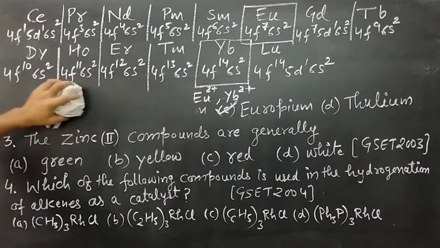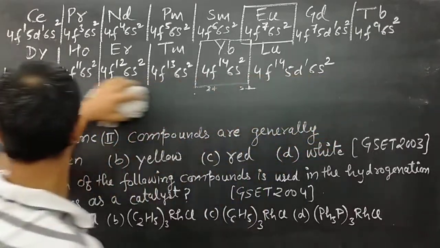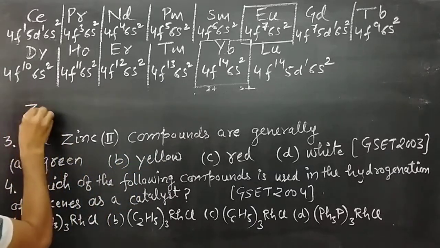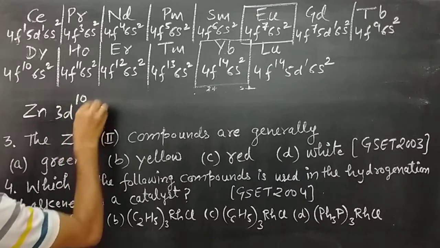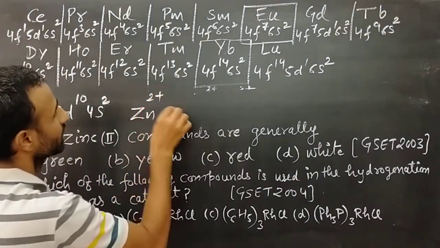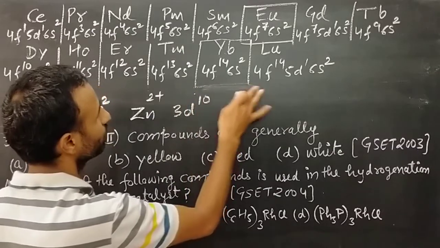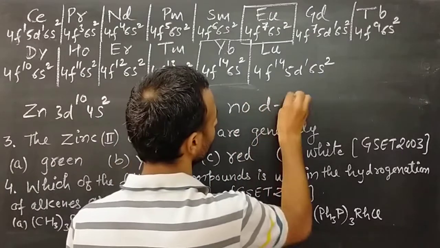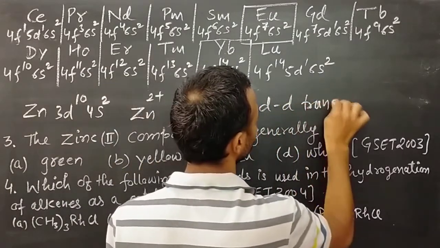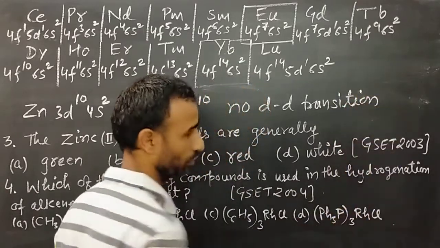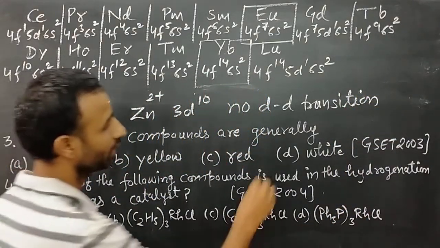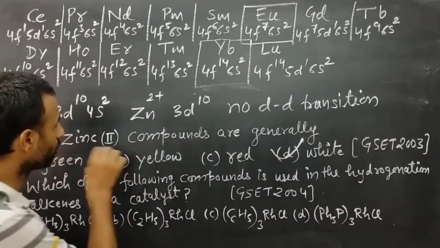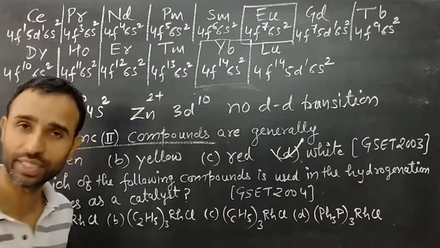Now come to the next. Zinc 2 compounds are generally, you know, zinc is 3d10 4s2. That means zinc in the 2+ state is 3d10, a fully filled d orbital. So there is no d-d transition in zinc 2+ compounds. That's why it is white in color. It is colorless, or we can say white. Zinc compounds are generally white.